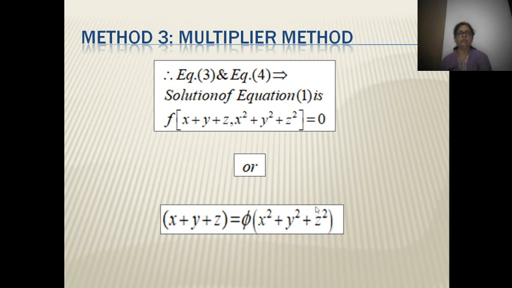In this way we apply the substitution method and multipliers method, and we easily solve the problems of Lagrange's method. That means we can find out two solutions by using a combination of these three methods.